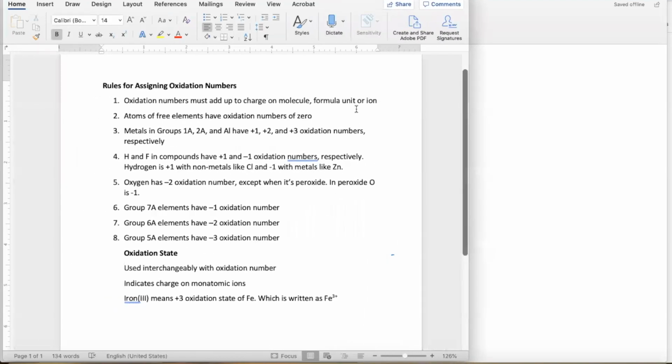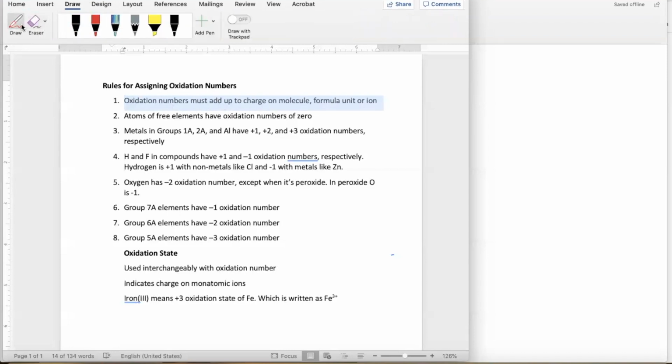Okay, so let's read this. Read the rules for assigning oxidation state. The very first rule that we already learned is that the oxidation numbers must add up to the charge on the molecule, formula unit, or the ion. So what is this trying to say? Remember, the charge of CO2 was 0 on the top. So the charge of X and the right-hand side, let's call that Y. X plus Y is equal to 0. That's what this first rule is trying to say. Does that make sense, guys?